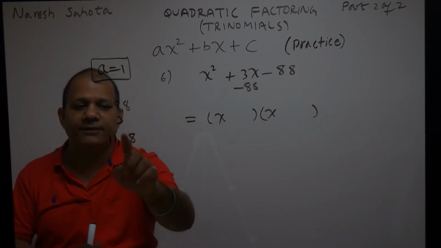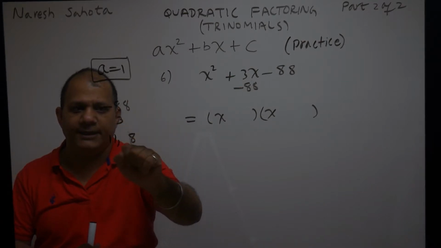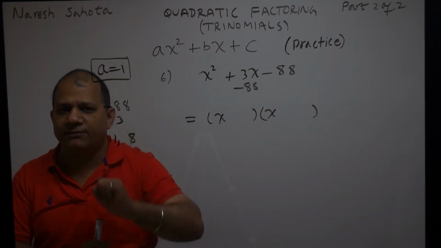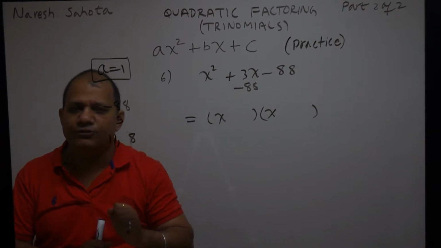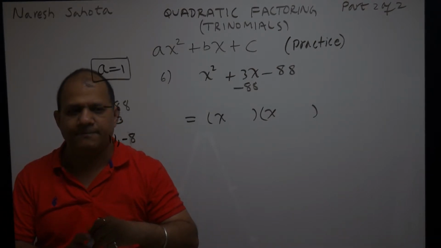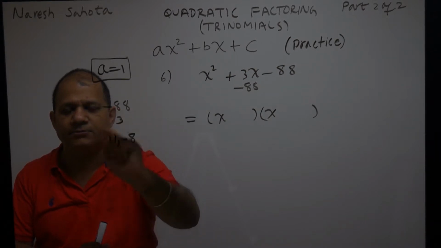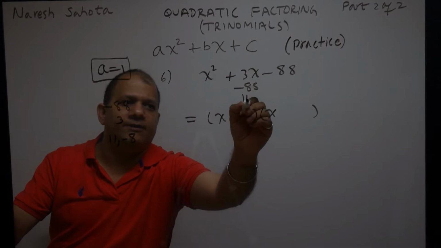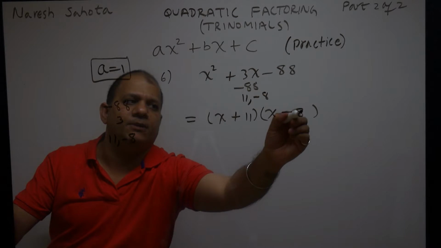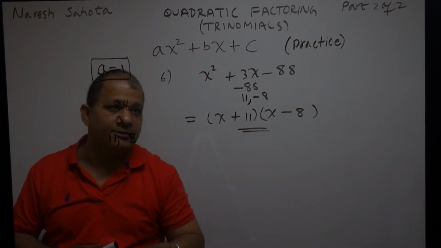All we got to do now is figure out the sign. We want negative 88, so one of them has to be negative. But when we add, we want a positive number. So that means the negative should go on the smaller number, so on the 8. So 11 times negative 8 is negative 88. 11 take away 8 is positive 3. So 11 and negative 8. So now x plus 11 and x minus 8 are the factors. And we are done with that question.